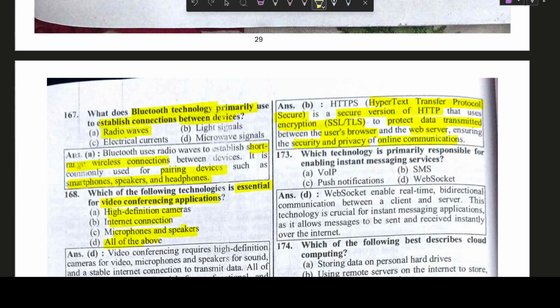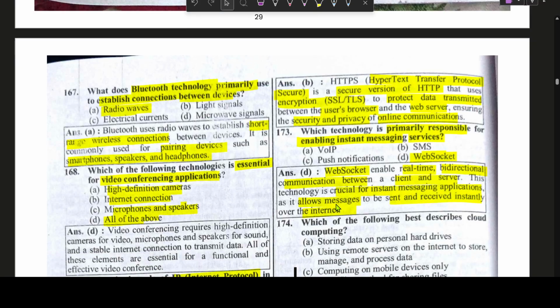privacy of online communications. Which technology is primarily responsible for enabling instant messaging services? So I think WebSockets. It enables real time bidirectional communication between the client and the server. This technology is crucial for instant messaging applications as it allows messages to be sent and received instantly over the internet.